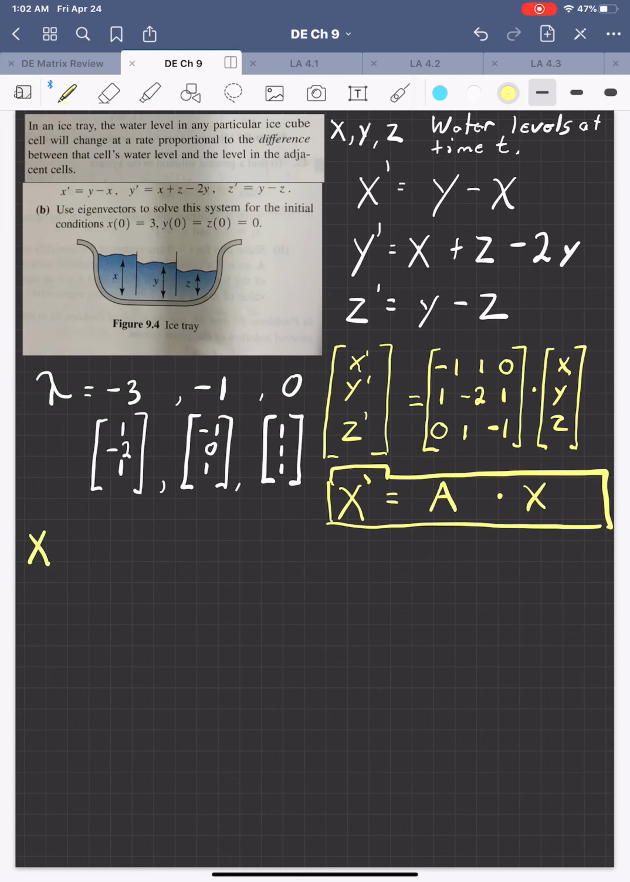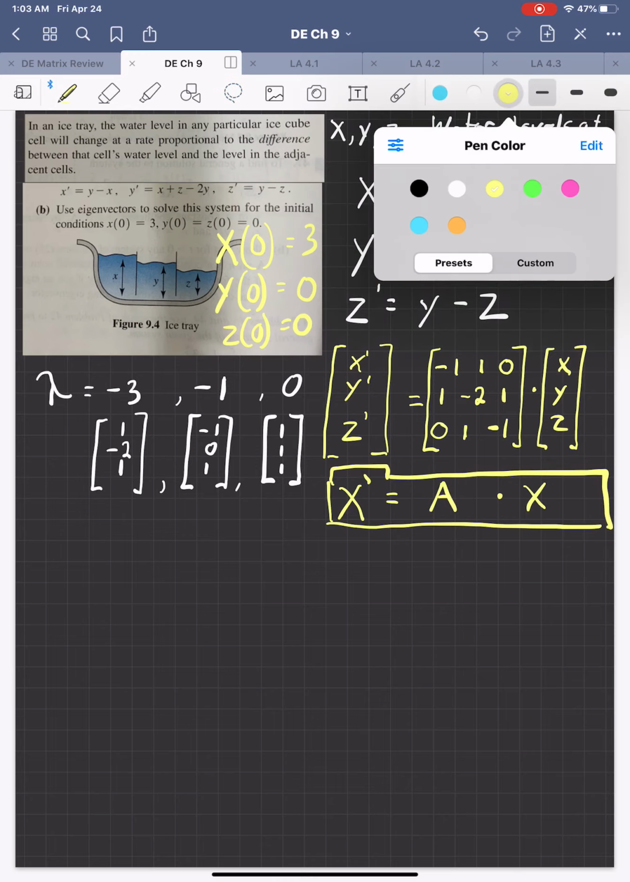Let t be 0. And we have x of 0 is 3, y of 0 is 0, and z of 0 is 0. Okay, so let me go ahead and grab this and drop it right here. So that's our initial conditions.